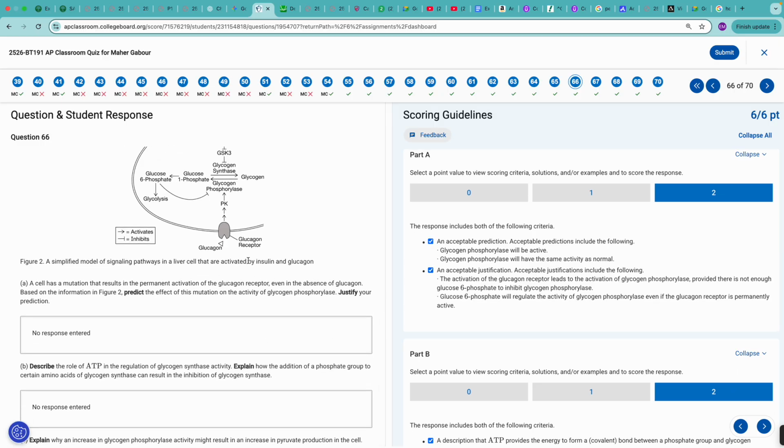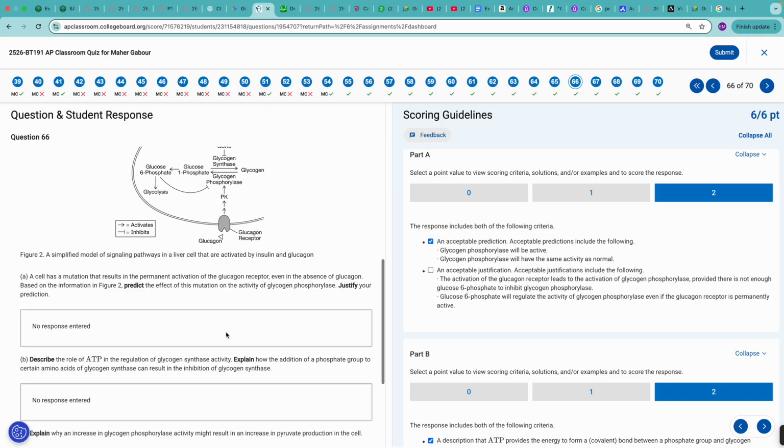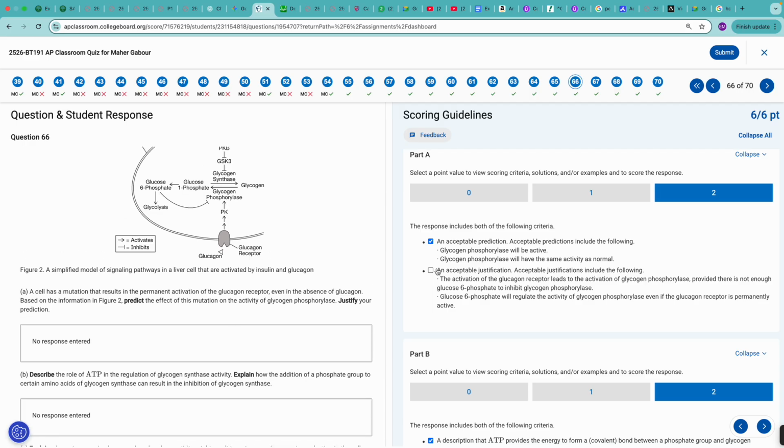Now, to justify this prediction, the activation of glucagon receptor leads to the activation of glycogen phosphorylase, provided that there is not enough glucose 6-phosphate to inhibit the glycogen phosphorylase. Now listen to me very carefully. You see this added little piece. I'll explain to you like this. They told us that this receptor is always activated even without glucagon, which is always activating the glycogen phosphorylase.